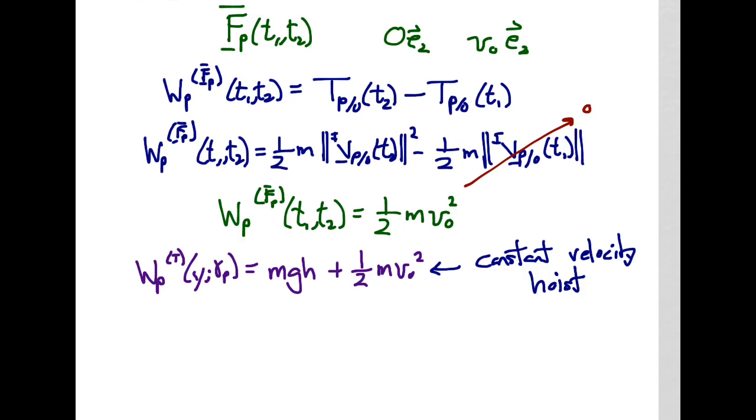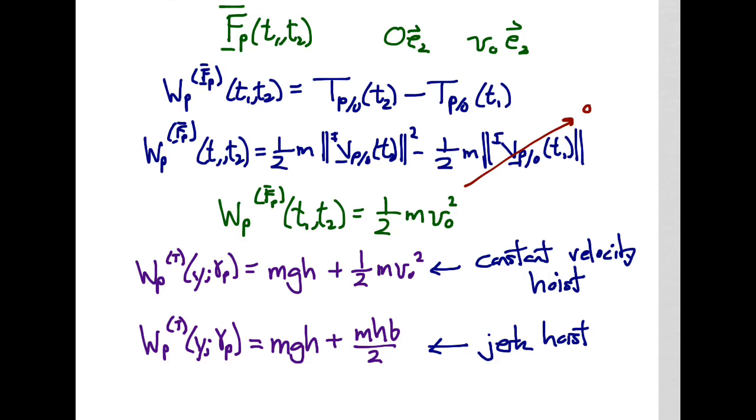And let's compare that now to the work done by the jerk hoist. The work done by the jerk hoist, we said, was mgh plus mhb over 2. And recall that b was a constant that told us how the force changed because it started high and went lower throughout the stroke from 0 to h. And so now the comparison done by the tension in the constant velocity hoist versus the jerk hoist is not quite as stark, because we have this common term mgh in both of them, and the only differences are going to be in these extra terms.